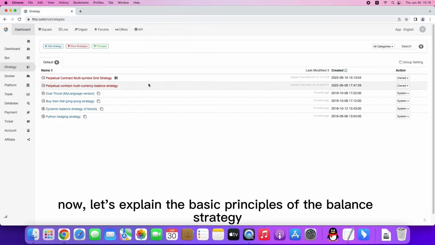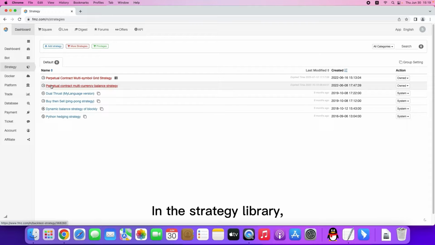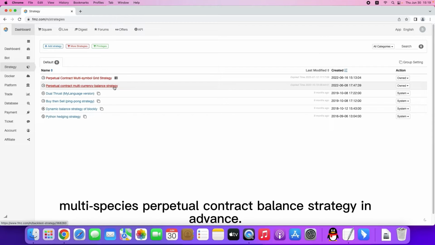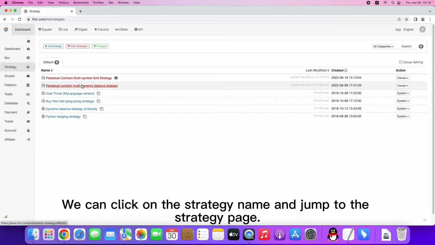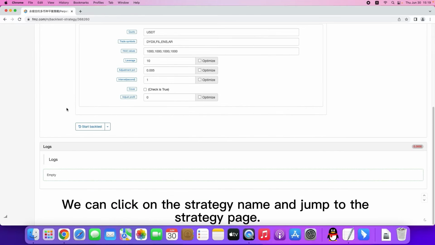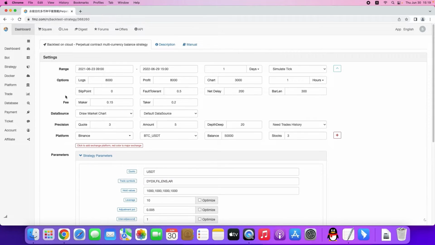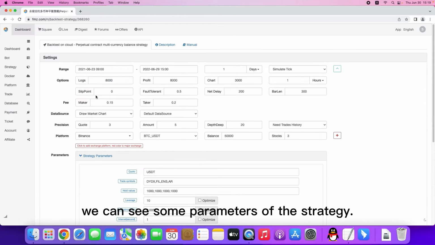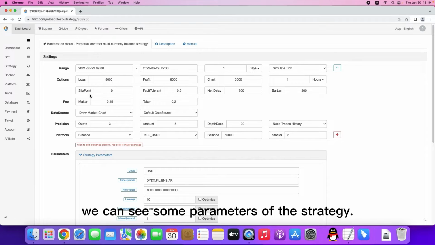Now let's explain the basic principles of the balance strategy. In the strategy library, we have rented an official FMZ multi-species perpetual contract balance strategy in advance. We can click on the strategy name and jump to the strategy page. On the strategy backtesting page, we can see some parameters of the strategy.